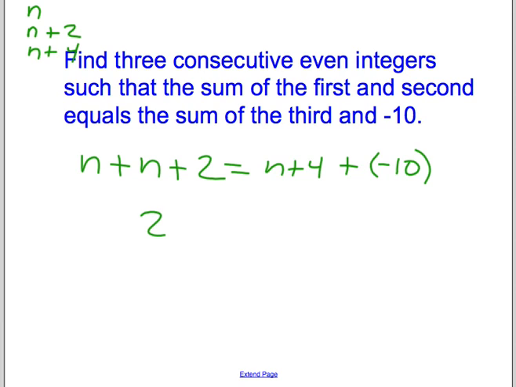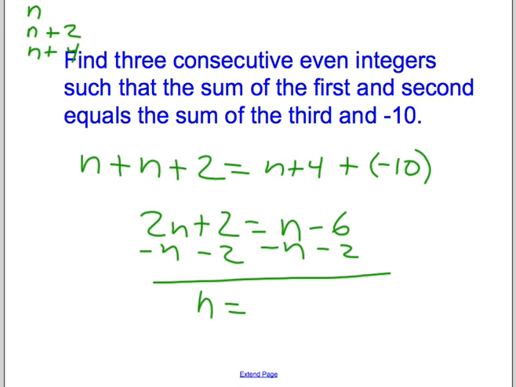Simplify on both sides now. 2n plus 2 equals n minus 6. I'm going to subtract an n from both sides, subtract 2 from both sides. N equals negative 8. Is negative 8 an even integer? Yes. It's an odd-looking number, but it's an even integer. So the first one is negative 8. The second one would be negative 6, because the next consecutive is to the right. Visualize that number line. And then negative 4. So negative 8, negative 6, negative 4 are 3 consecutive even integers such that the sum of the first and second equals the sum of the third and negative 10.